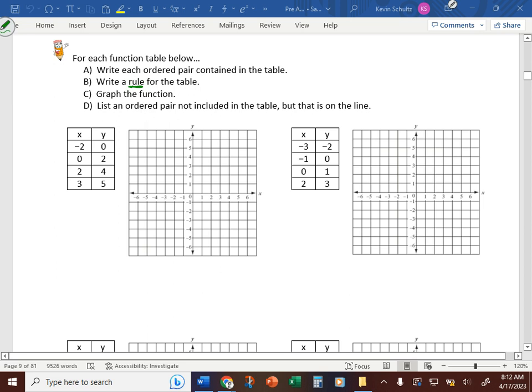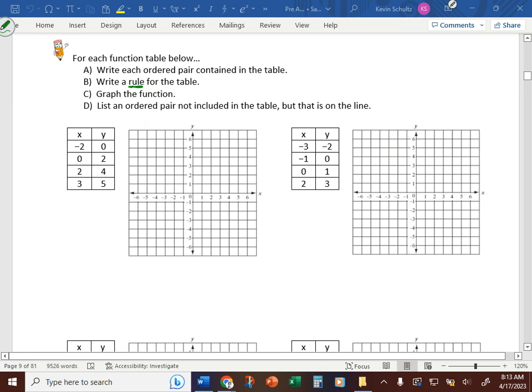Okay, so first things first, the coordinate plane. You've got these 2 lines, one going perfectly horizontal, one going vertical. I'm giving you the X and the Y. Recall the horizontal axis is the X axis, the vertical axis is the Y axis. It's not a coincidence that our variables in our function table are X and Y as well.